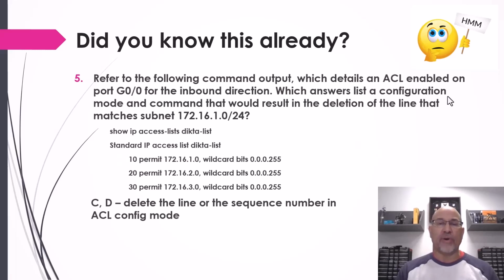Question number 5, refer to the following command output, which details an ACL enabled on port G0/0 in the inbound direction. Which answer lists a configuration mode and command that would result in the deletion of the line that matches 172.16.1.0? So this is the line that we're worried about right here, right? We could delete that sequence number right there. But if we also dropped into the named ACL, we could also use a very traditional no in front of the entire line, and that would do it as well. So that was C and D.